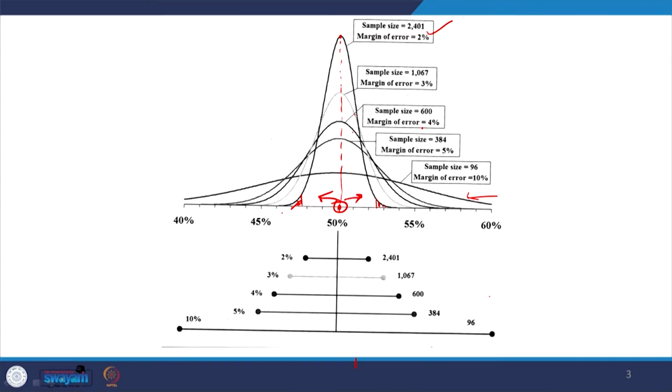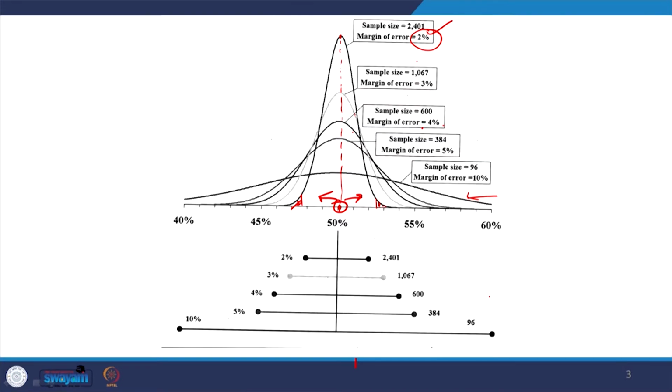Whereas, it is possible when the sample size is more. When the sample size is more, you have collected more samples, the number of samples is also more, and you can test the central mean. So, error is expected to be very less. Therefore, the marginal error is 2% only in that case.